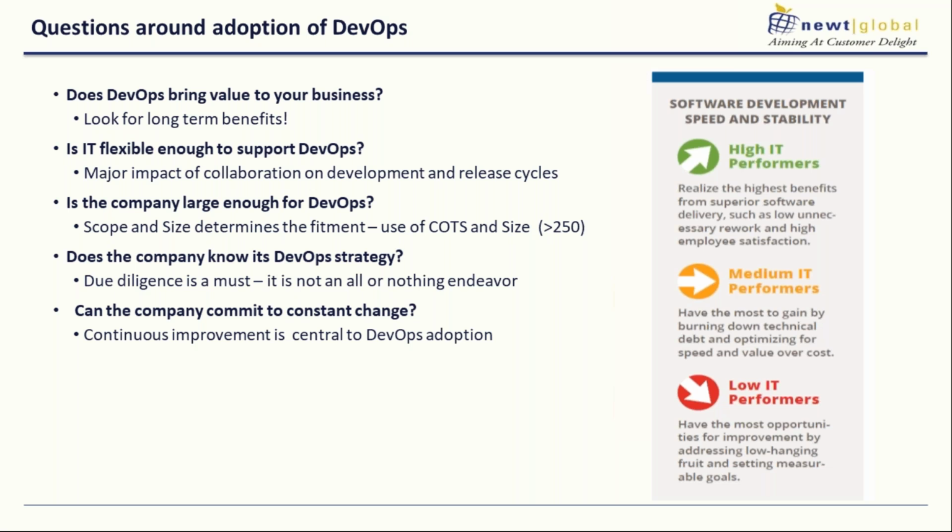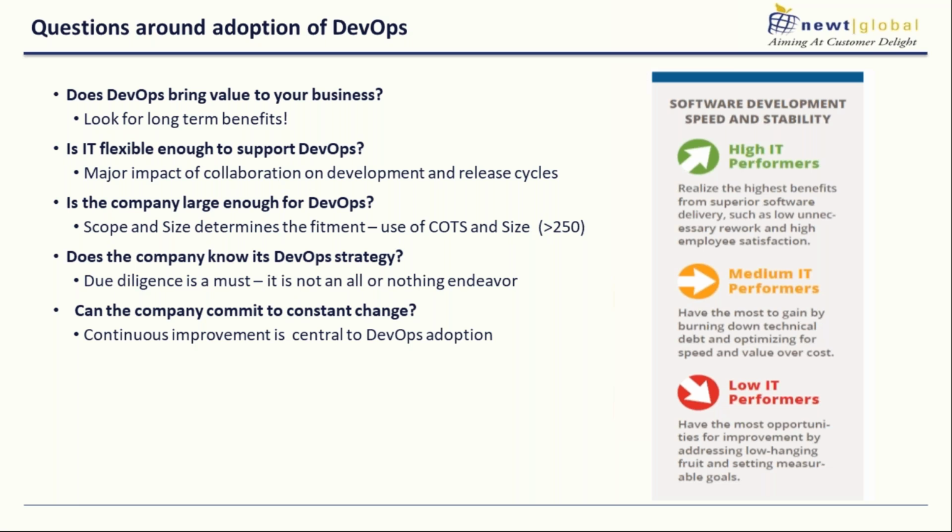And there are companies which are moderate, but they have a lot of gain by reducing the technical debt, which is rework and things like that, and therefore the speed becomes more when they release products. And of course, there are low IT performers who are laggards, but they have the most opportunity to improve everything about the delivery process. And these are the type of customers who are looking at DevOps. Let's put that to one side.